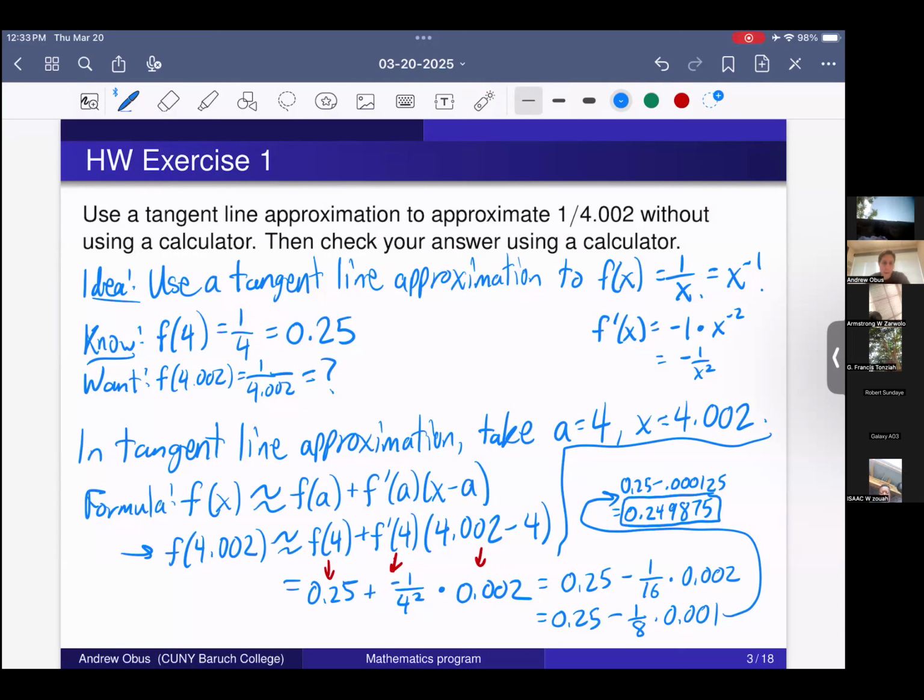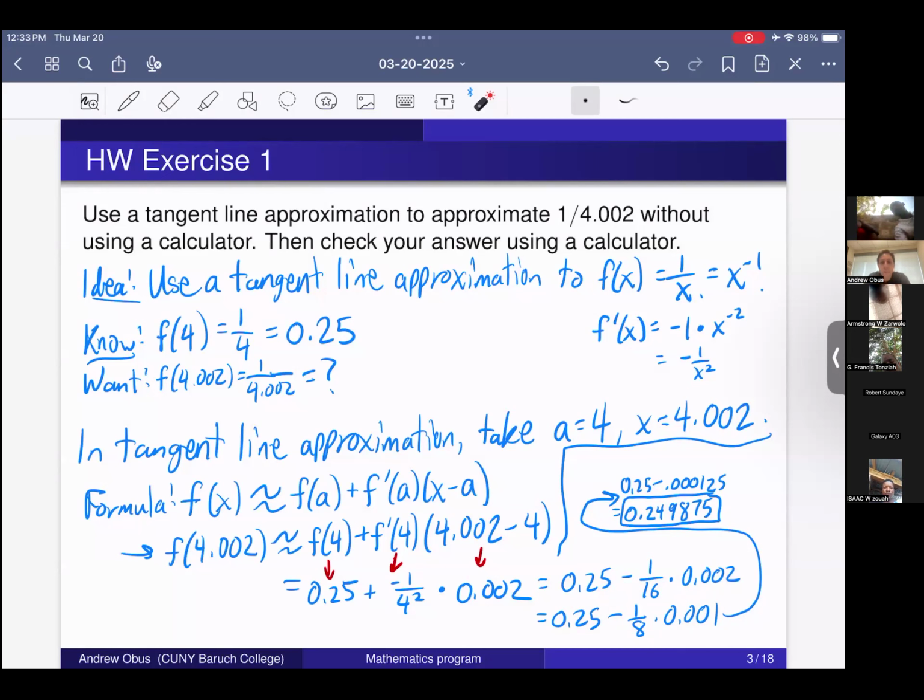Okay, so the point is, I may have done this a little bit fast, but the idea is this is all now just arithmetic that you really could do without a calculator. Maybe it takes a few steps to figure out 1/16 times 0.002, but it's just the same as 1/8 times 0.001, and this is something that you can figure out by hand if you have enough time. So you get 0.249875 as your answer for this tangent line approximation.